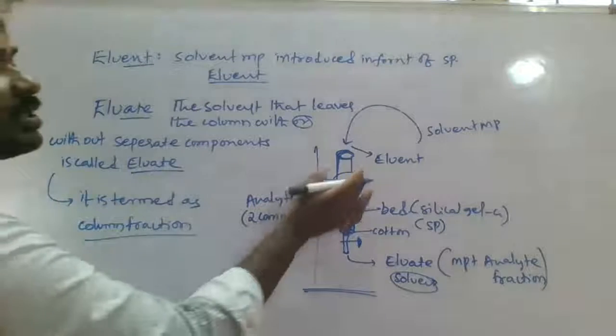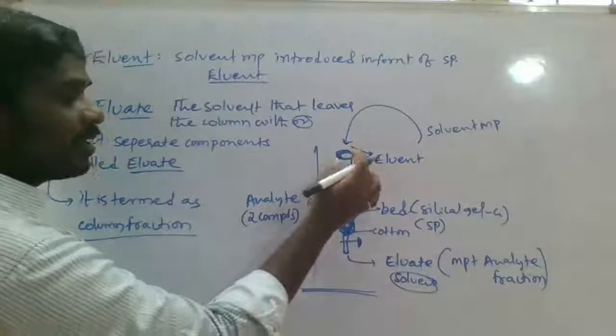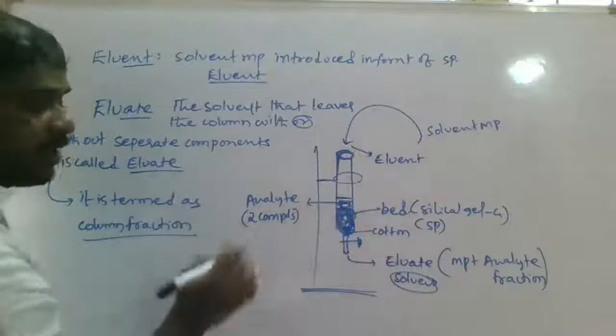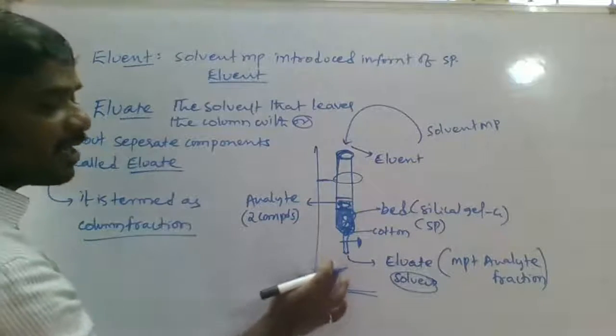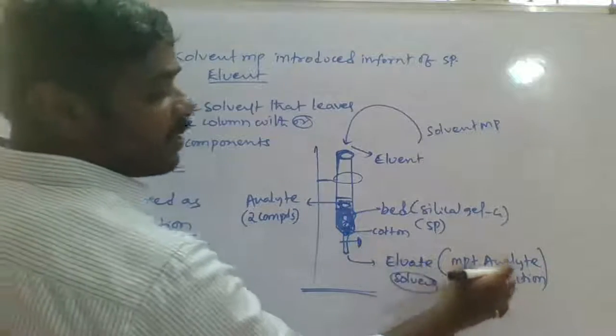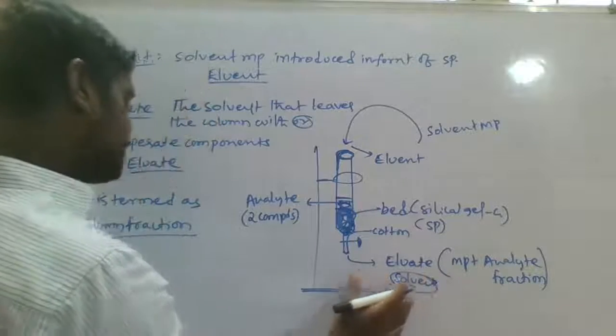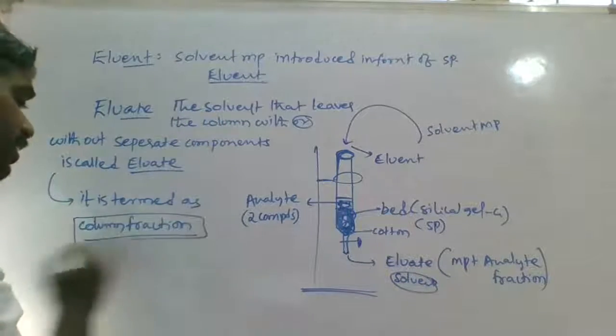So introducing your solvent, the mobile phase, in front of the column is called the eluent, and leaving from the column is called the eluate. The eluate is mainly the mobile phase with the analyte fraction. Your analyte may be present or may not be present. The eluate is also termed a column fraction.